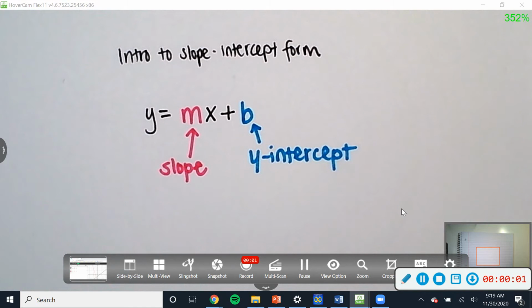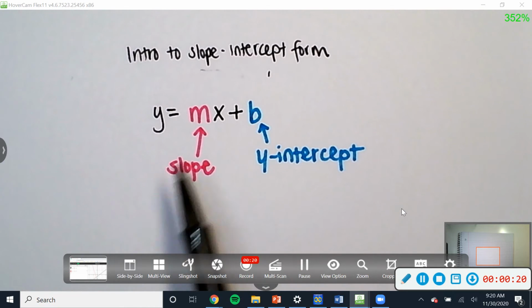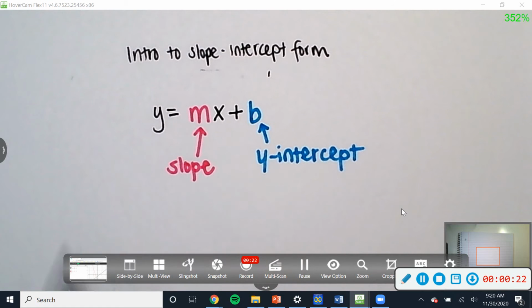This is an introduction to slope-intercept form. So I wrote down slope-intercept form here on the paper. Slope-intercept form is y equals mx plus b. So whenever you see these words here that's asking for slope-intercept form, this is the equation you should think of. Y equals mx plus b.